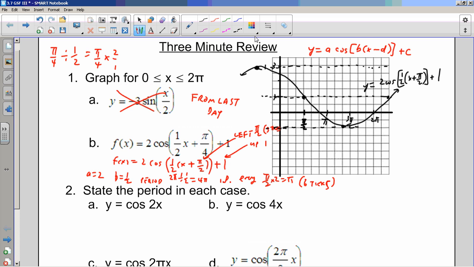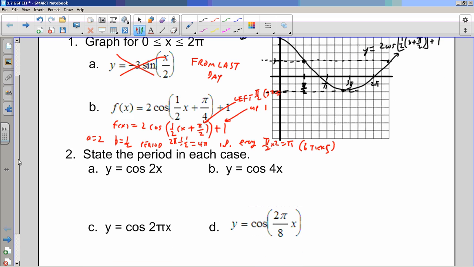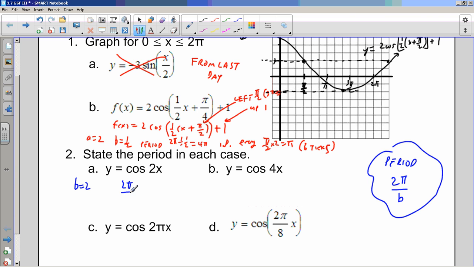This part here is a little bit of a setup step. State the period. Well, b is 2. Remember, in each case, the period is always 2 pi divided by b, whatever the b value is. So here it's 2 pi divided by 2, which is pi. Here b is 4, so it's 2 pi divided by 4, which is pi over 2.